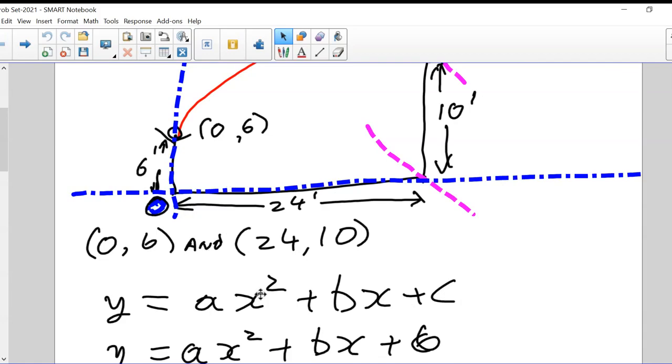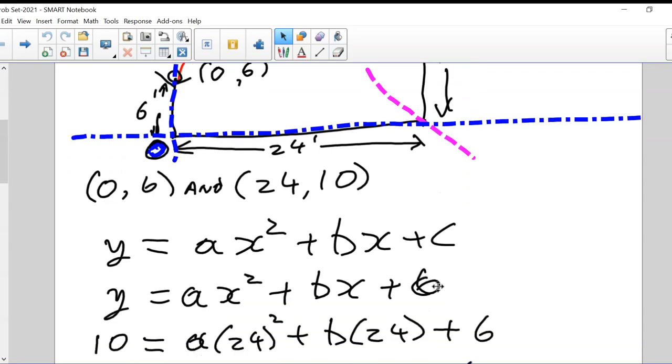Why? Because plugging in 0 for x at these two points would mean the y is equal to 6, which is what this y is here. So that's your y-intercept right there. So we knew what the c was. What we did know, and that's why we have the 6 on the end here, what we don't know is the a and the b, which will make this happen.